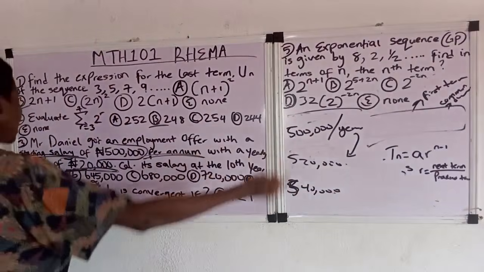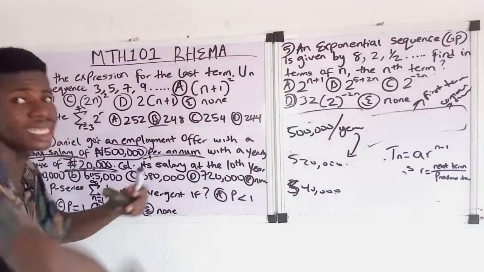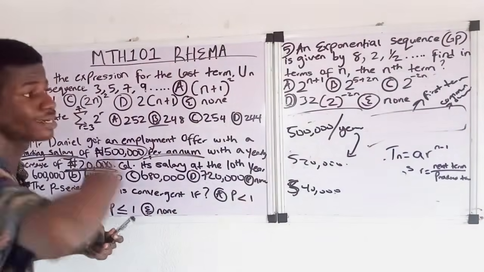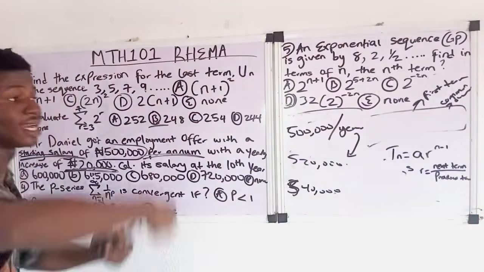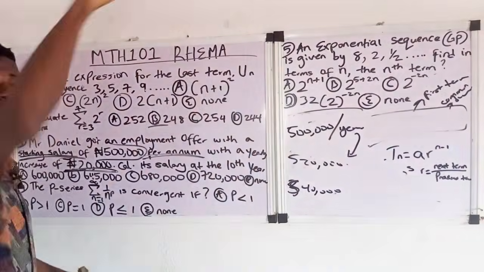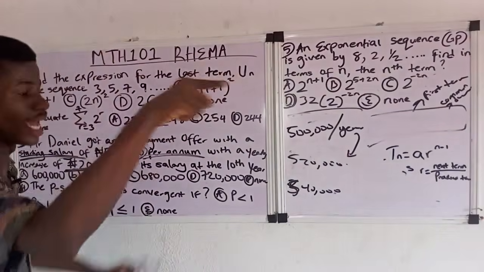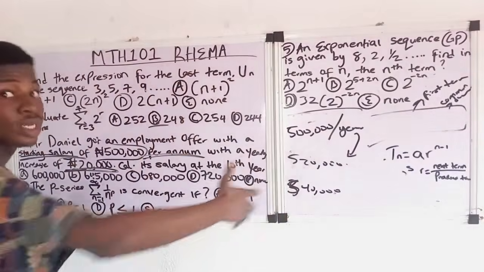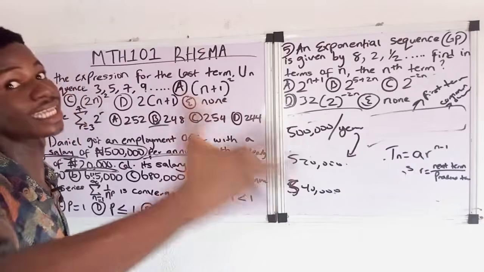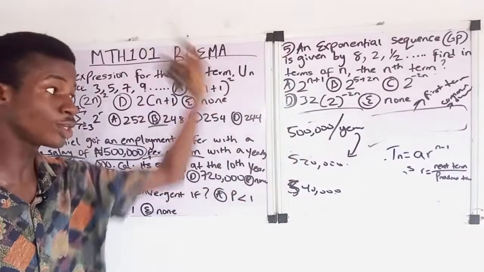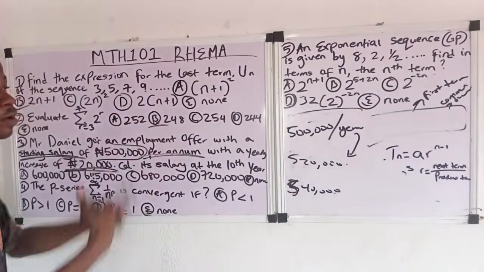A yearly increase of 20,000 means that the following year the salary will be increasing by 20,000. They're asking us to calculate his salary at the 10th year. We can continue like this: 1, 2, 3, 4, 5, 6, 7, 8, 9, 10. But to be fast, let's use the formula of an AP.